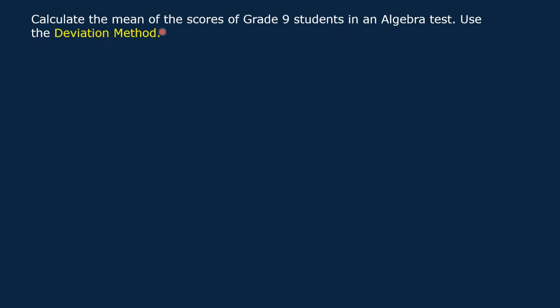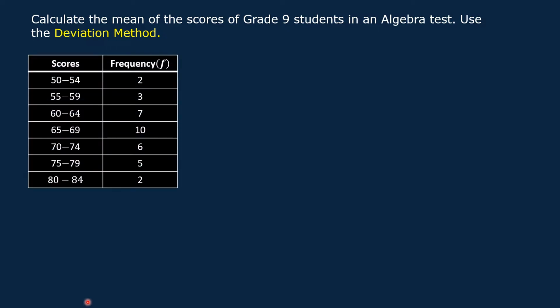Calculate the mean of the scores of grade 9 students in an algebra test. Use the deviation method. These are the scores: 50 to 54, 55 to 59, 60 to 64, 65 to 69, 70 to 74, 75 to 79, 80 to 84. These are the corresponding frequencies: 2, 3, 7, 10, 6, 5, and 2.